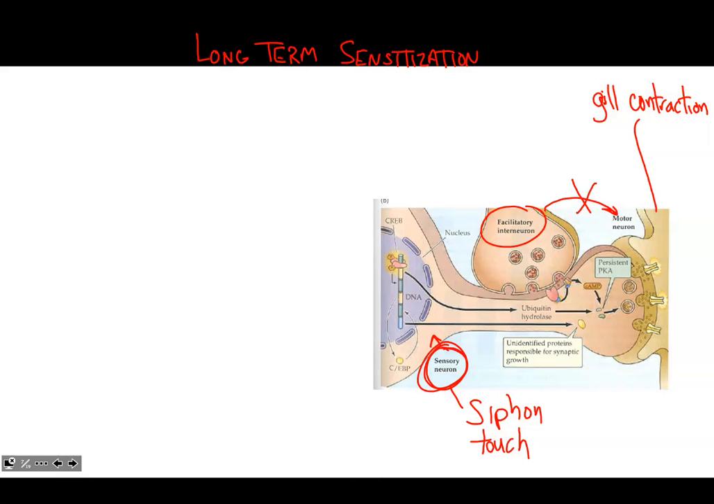So typically when we refer to anything that's long-term with respect to plasticity, we're going to see changes in either gene transcription or typically protein production, right? That's the translation portion.